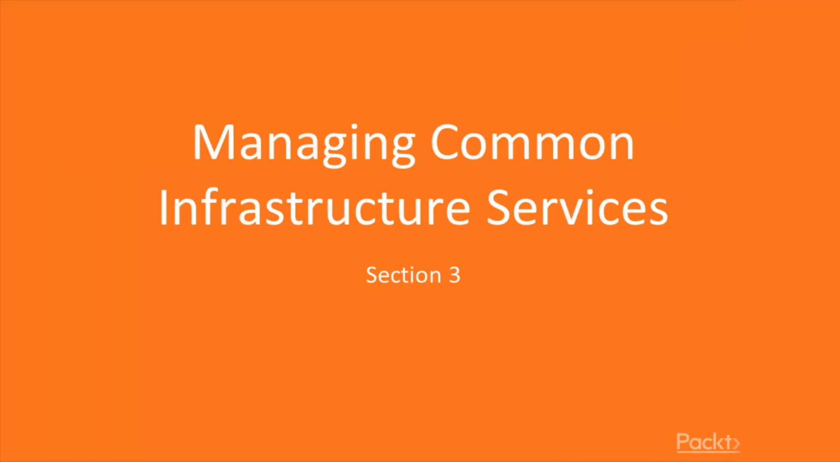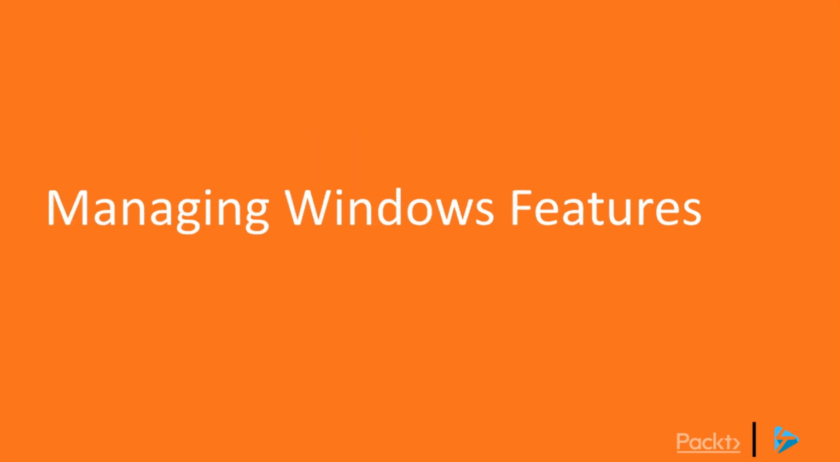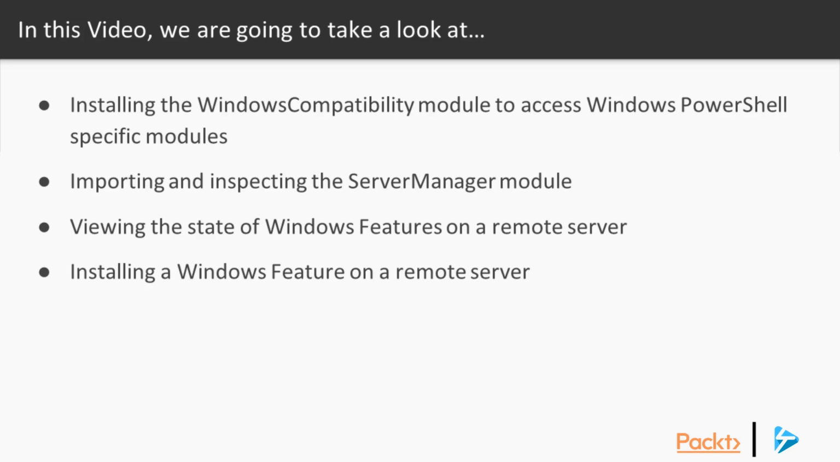Before you dive into the nitty-gritty of managing individual Windows services, you're going to need to understand how to manage Windows features in general. So in this video, Nick's going to show you how to use the Windows Compatibility module, which allows you to access Windows PowerShell specific modules from within PowerShell Core. Once that's done, he'll show you how to import and inspect the contents of the Server Manager module, which is what you use to manage Windows features on a Windows server.